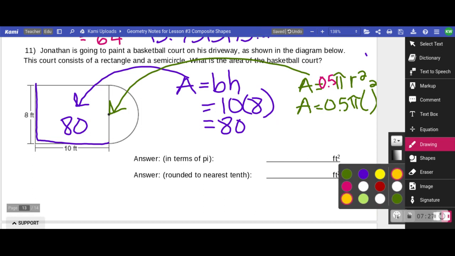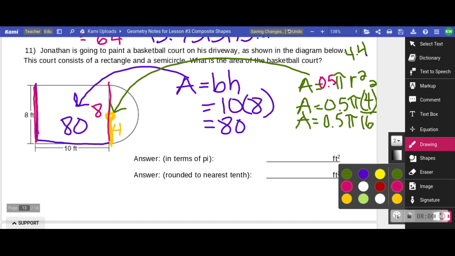Now they didn't give us the radius. The radius starts at the center and goes towards the edge of the circle. They didn't give us that, but they did give us that this side length is 8, which means the entire diameter of this circle is 8, which means that half of that, the radius, would have to be 4. So I'm going to plug in 4 here. And then I'm going to write area equals 0.5 pi 4 squared. 4 squared is 4 times 4, which is 16.